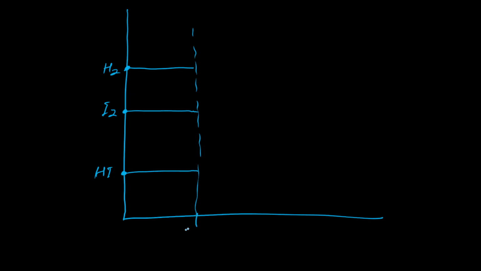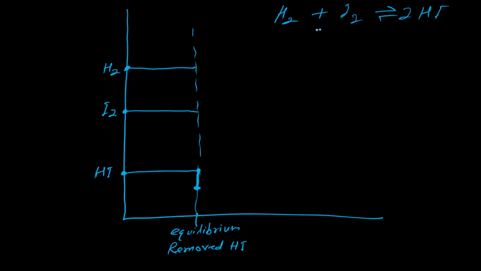But at equilibrium, we removed some of the hydrogen iodide. If we removed hydrogen iodide, then what will happen? Initially, it will decrease. Okay, so you have decreased here. This is the case. Initially, it will decrease. Then what will happen? Because the reaction is H2 plus I2 gives you 2HI, again, the reaction will go in forward direction.